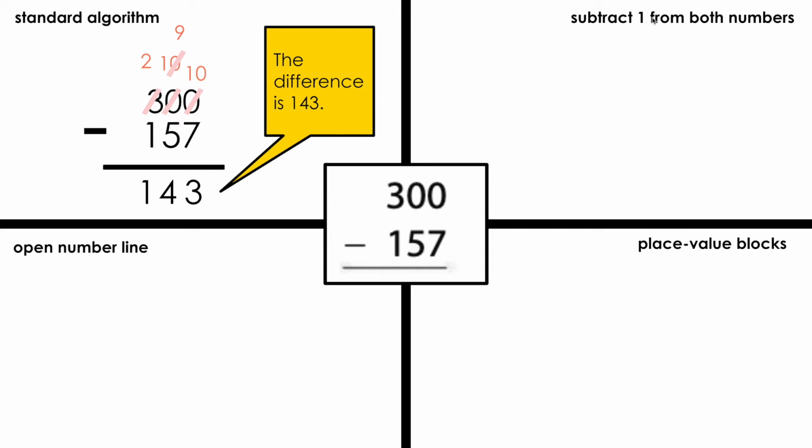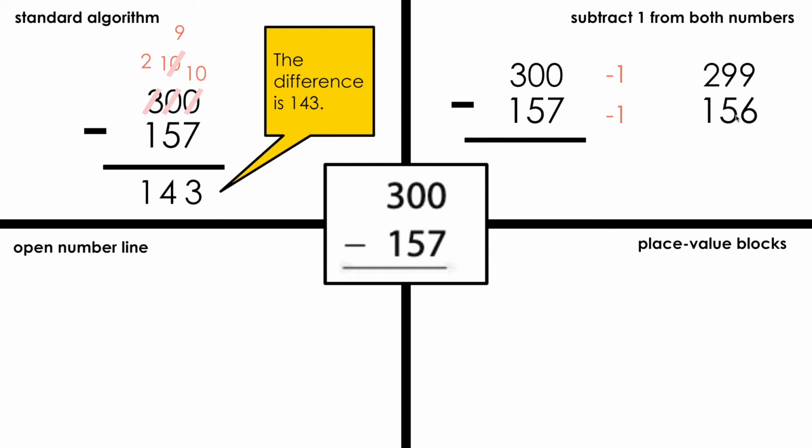Another strategy we can use is to subtract 1 from both numbers. Let's write 300 minus 157. We can subtract 1 from 300 and subtract 1 from 157. We know that if we subtract 1 from 300, we get 299. If we subtract 1 from 157, we get 156.